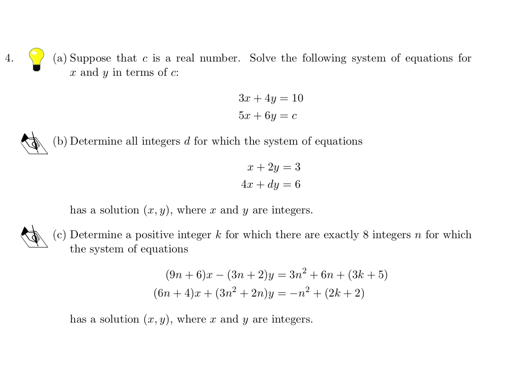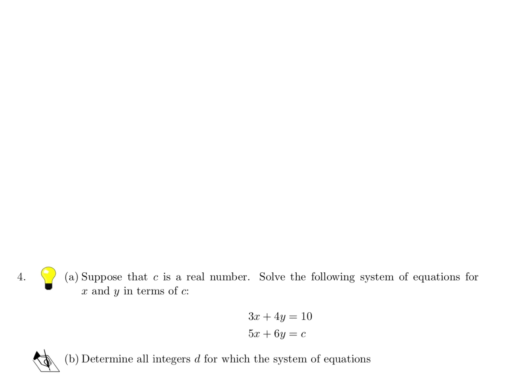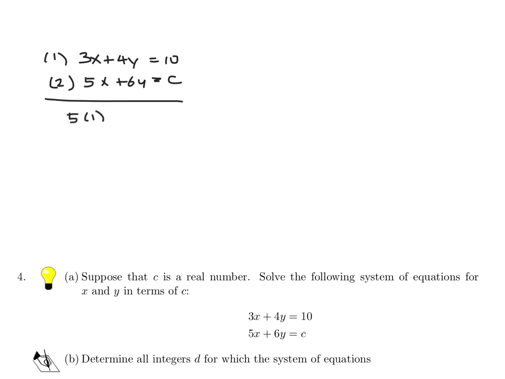Suppose that c is a real number. Solve the following system of equations for x and y in terms of c. We have 3x plus 4y is 10, and we have 5x plus 6y is c. We'll call this equation 1, we'll call this equation 2. And let's solve this. So 5 times equation 1 minus 3 times equation 2.